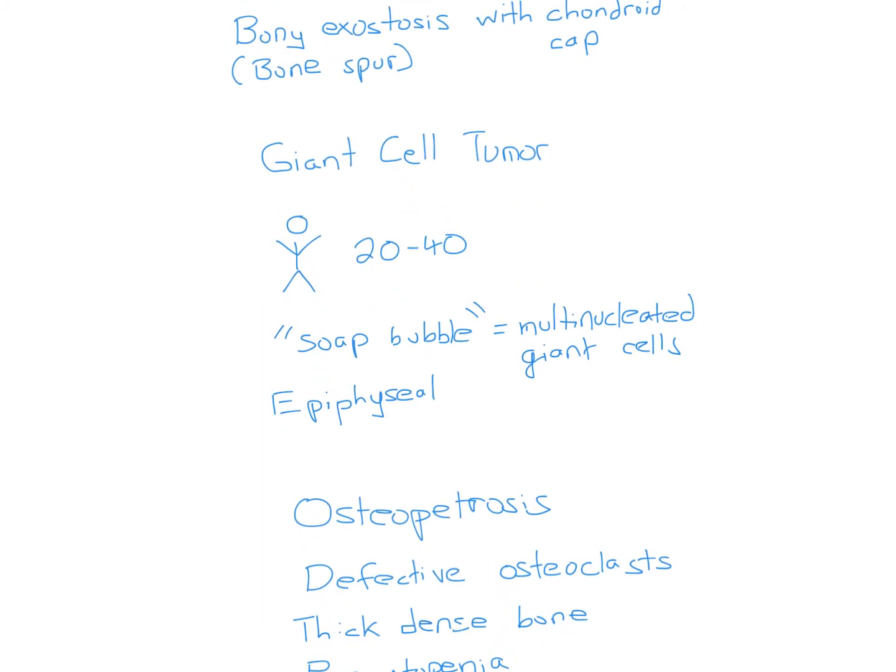And so the next one is giant cell tumor. So this one, the demographic doesn't really fit because it typically occurs in 20 to 40-year-olds. And then the keyword here is soap bubble, which is just multinucleated giant cells. And then another clue is that it typically occurs in the epiphyseal region. And remember that Ewing sarcoma occurs in the diaphysis.